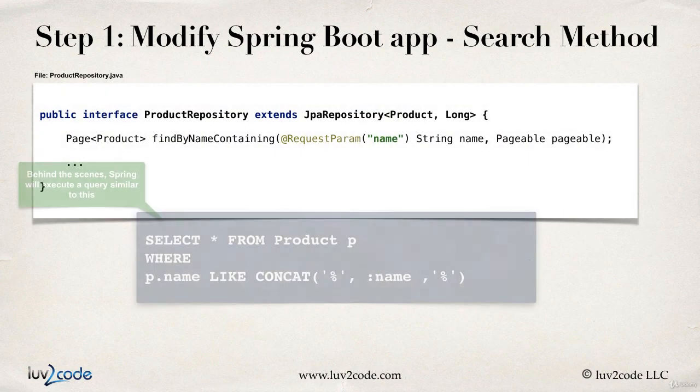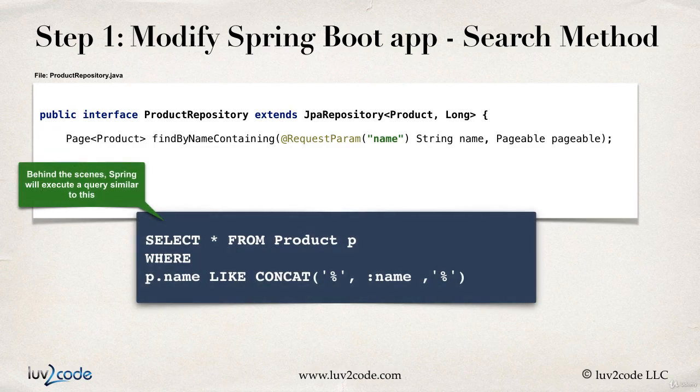And behind the scenes, Spring will actually execute a query similar to this. It'll say select star from product p where p.name like concatenate, and it'll use the % wildcards to match on the actual name. Name is the actual parameter that's being passed into this given method. And again, Spring will do all this magic for you behind the scenes.